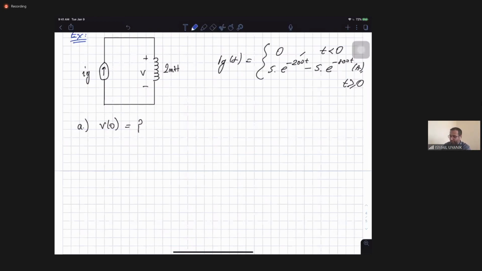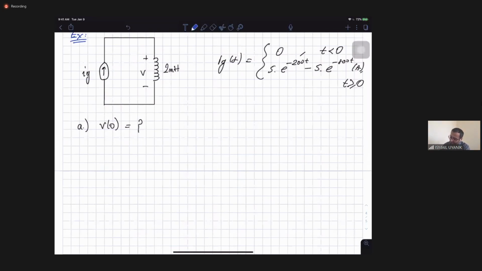It's very simple. We are asked to calculate the initial voltage on the inductor, and we know the initial current we are pumping into that inductor. So I will just calculate V of t, by using which I can calculate voltage at any time. And then I will just calculate it at t is equal to 0, and hopefully we will get the result.